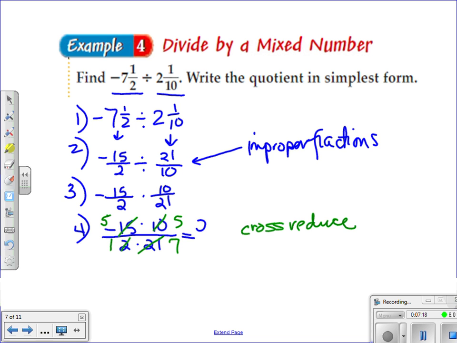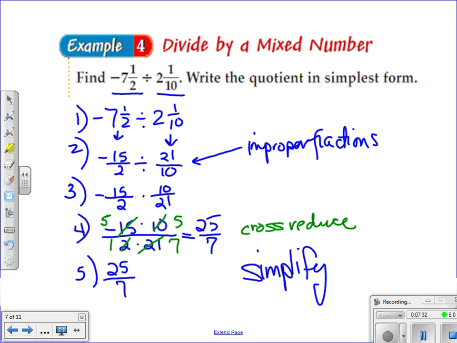5 times 5 is 25. 1 times 7 is 7. So we have 25/7. And of course, we need to what? Simplify. 25/7. 7 goes into 25 3 times with 4 left over, sevenths. And don't forget, we have our negative sign, so it's -25/7, a -3 4/7.